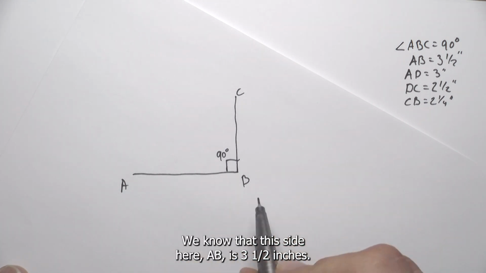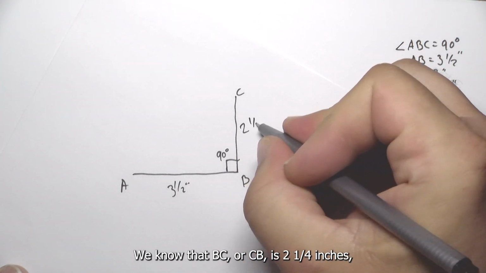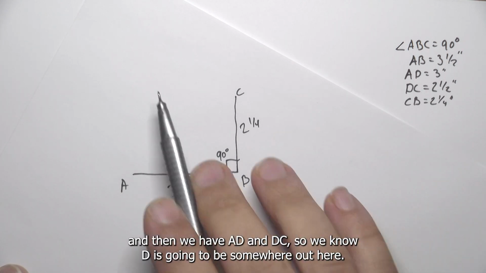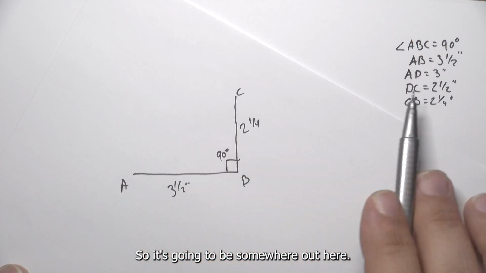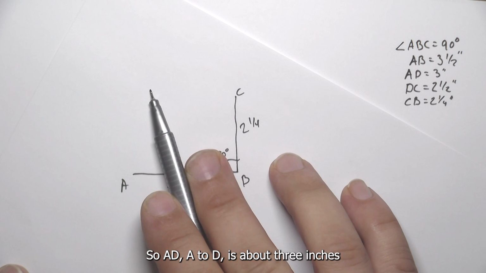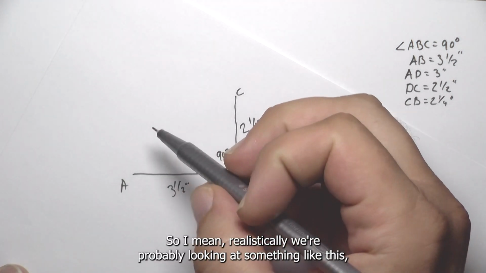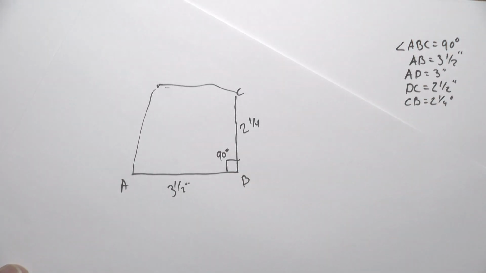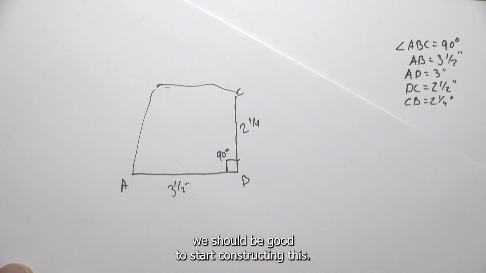We know that this side here, AB, is 3.5 inches. We know that BC or CB is 2.25 inches. And then we have AD and DC. So we know D is going to be somewhere out here. It's a quadrilateral, meaning a four-sided shape. So AD is about 3 inches, and then CD is about 2.5 inches. Realistically, we're probably looking at something like this, some kind of shape similar to that. As long as we have that information, we should be good to start constructing this.